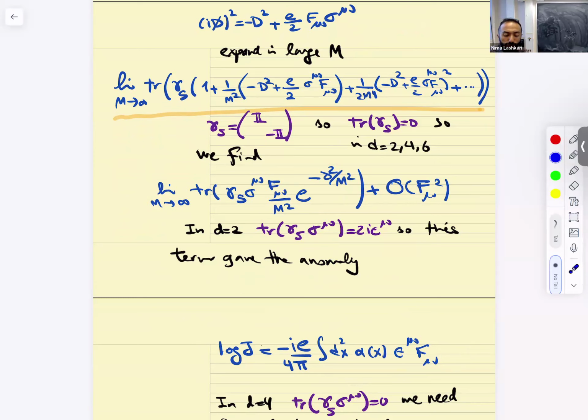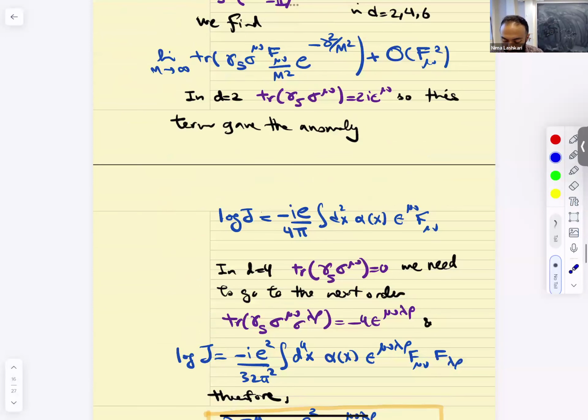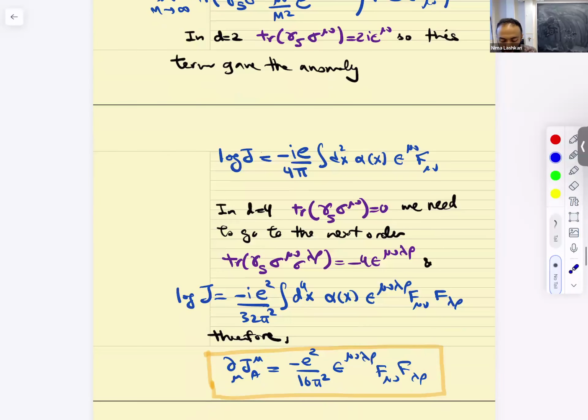But that's good news. F squared comes next to it with e squared. That's the right dimensionality, right? The origin of this dimensionality mismatch is factors of M. All right. So in D equal 4, we have the trace of gamma 5 σ^{μν} σ^{ρλ}, because the second order term will involve these expressions. They're minus 4 ε^{μνλρ}. They resum to this thing. Voila, that's your anomaly. This is your anomaly term. You get minus e squared over 16 π squared, ε^{μνρλ} F_{μν} F_{λρ}.